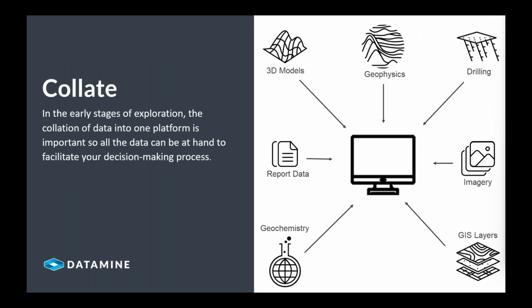So if we think of the collate phase, you might pick up a project. It's got 3D models, geophysics, drilling, imagery, old report data, geochemistry, GIS. You want the ability to be able to bring that all together. And if you can't collate data, so just say, for example, you've got some weird gravity file that might have been a $1 million survey. If you can't collate that data, you've lost $1 million worth of data. So it's really important to us that we focus on that. And that's one of the things that ArcGIS Pro does really well already.